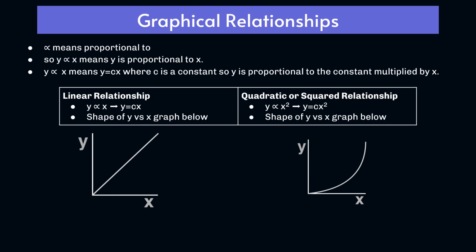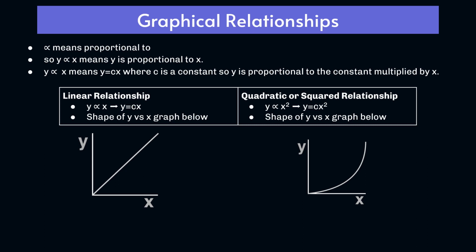letter alpha, but it is not. It just means proportional to. There's no special name for it. That's all it is, just proportional to. So when we have here y is proportional to x, that means y is proportional to x. So you just have that symbol where y is going to equal cx, and we're going to see this in the equations that we do for these examples, where c is a constant, so y is proportional to the constant multiplied by x.